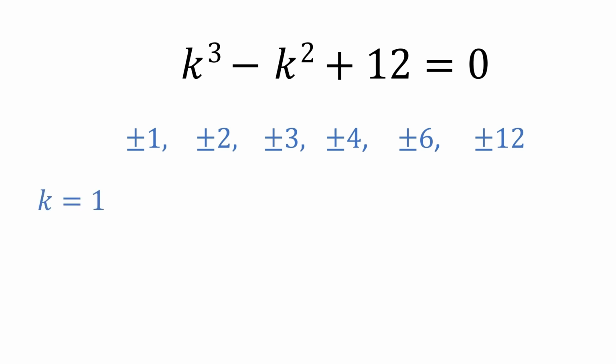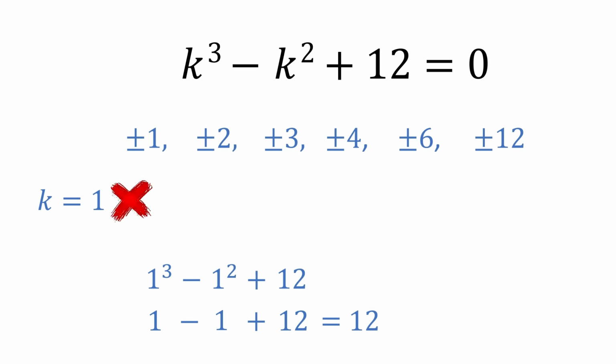Suppose k equals 1. Substituting gives 1 cubed minus 1 squared plus 12. That's 1 minus 1 plus 12, which equals 12. Not 0. So 1 isn't our solution. No breakthrough yet, but that's perfectly normal. Mathematics often rewards patience. Let's try another candidate.